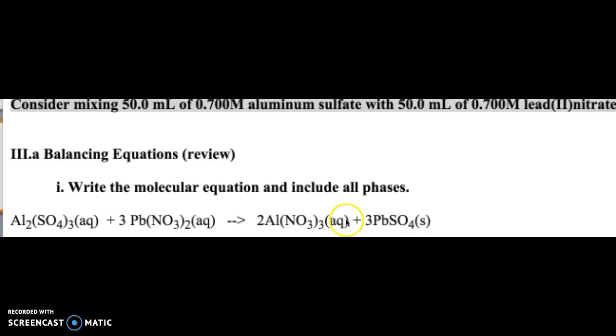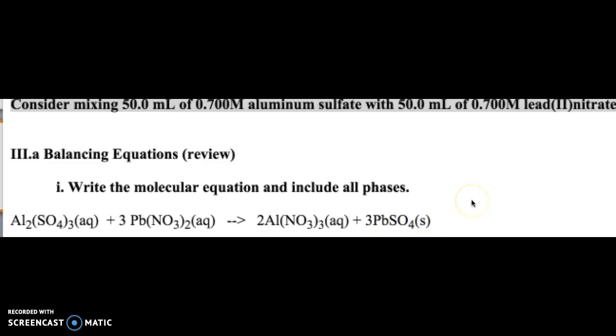In this case, you'll notice if you go through the solubility rules that nitrate salts are always soluble, so that's why this one is aqueous. If you look at the sulfate salts, you find that all sulfates are soluble, with some exceptions, lead being one of the exceptions, so as a result, lead sulfate is solid. So when the question asks us to calculate the mass of the precipitate, it's really asking us to calculate the mass of the lead sulfate that's formed.